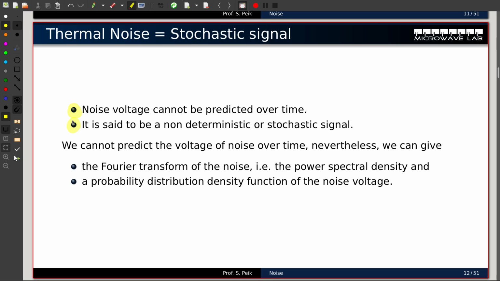As we cannot predict the voltage, we have a problem. Nevertheless, we have a lot of information about our signal, even though we cannot predict our voltage over time. That means our time series of the noise is not very useful. However, more useful is the Fourier transform, the frequency spectrum of our noise, and our probability distribution function, which tells me how the probability of our voltage value is distributed.